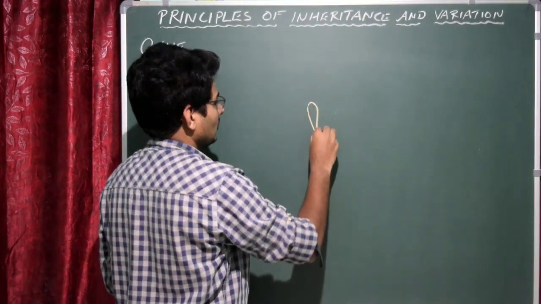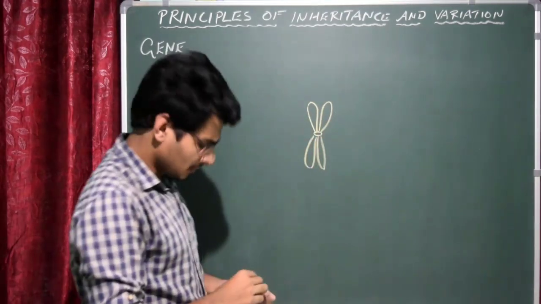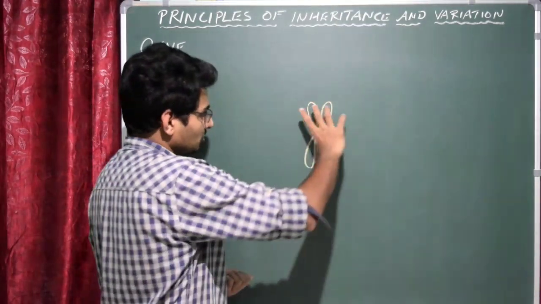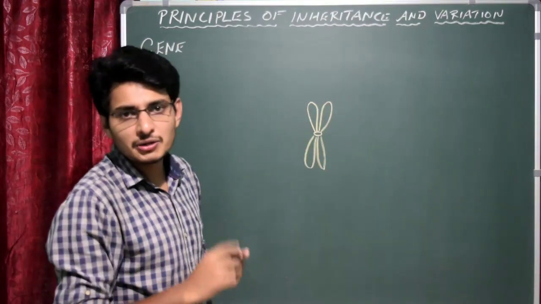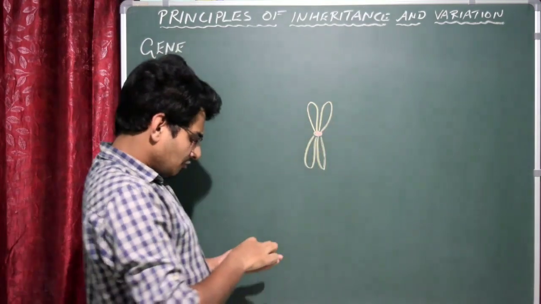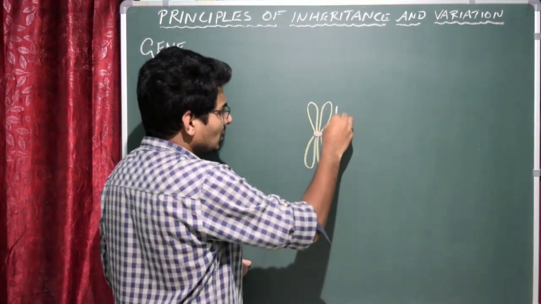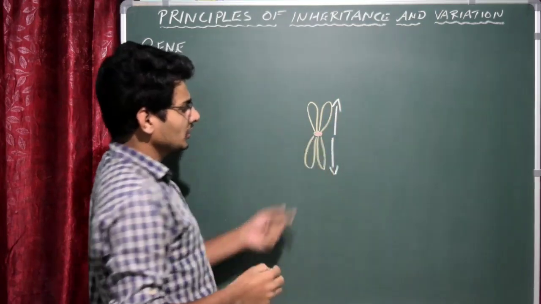Okay, so this is a submetacentric chromosome. This is one chromosome, and this is one sister chromatid and this is the other sister chromatid, held together by the centromere. We all know that. So this is actually the centromere. And if you look into the chromosome, this particular arm is the short arm and this particular arm is the long arm. You could easily make out, correct?